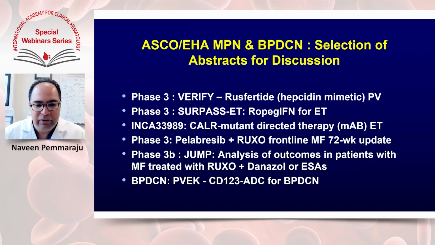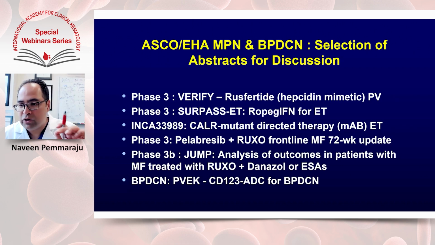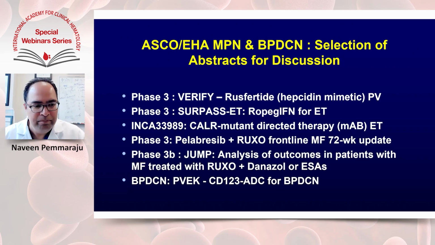So team, I put together, this is a selection. Obviously, we can't cover every abstract, but I put together a few of the ones that I thought were key and I was able to attend at the ASCO and EHA meetings. So let's go over multiple phase 3 studies in our field. Can you believe it? Really for the first time. So we'll focus on the Verify rusfertide data. This is the first-in-class hepcidin mimetic for polycythemia vera. For disclosure, I am a co-author on this one.